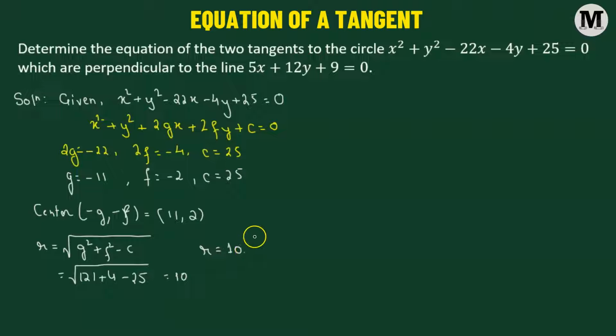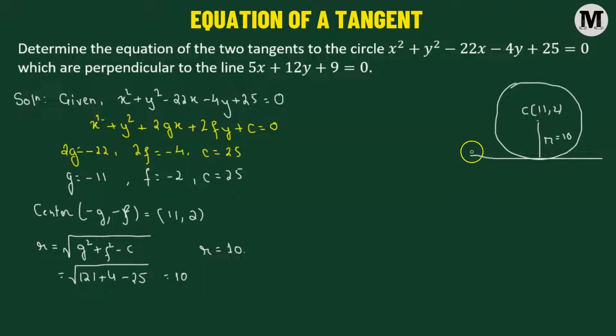Fine. Now we have the radius of the circle and the coordinates of its center. So we have the circle with center 11 comma 2 and radius 10 units. Now our goal is to determine the equation of the two tangents. First we consider only a single tangent. Let's say this is tangent to the circle at point A, and this tangent is perpendicular to another line whose equation is given to us, 5x plus 12y plus 9.